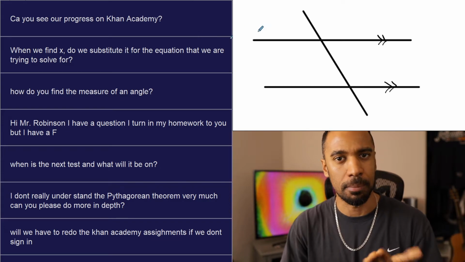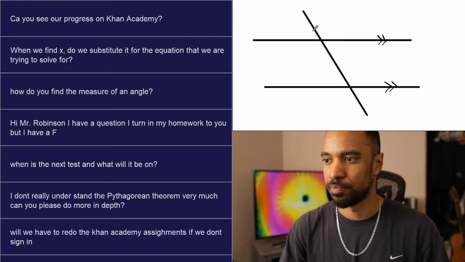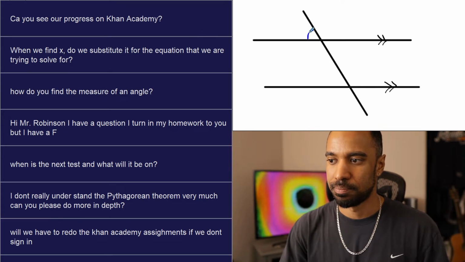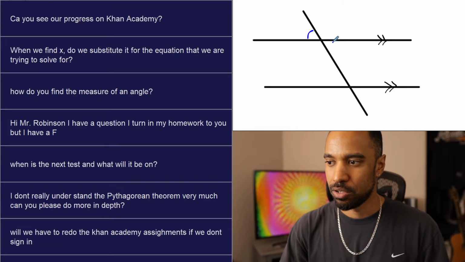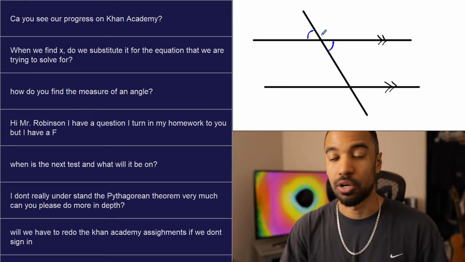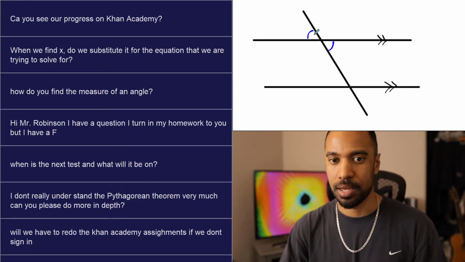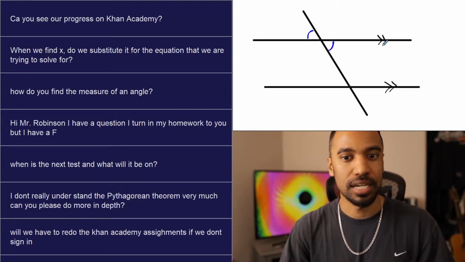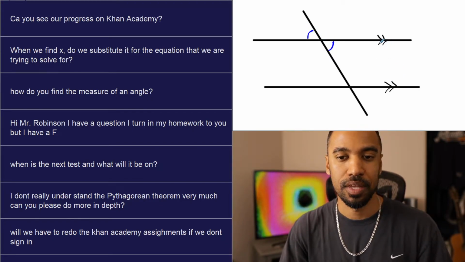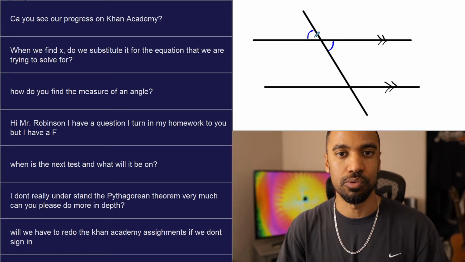I'm going to try and color code them and mark them as such. If I have this angle right here, this angle is also equal to it. I shouldn't say the word congruent yet. They're equal measures because they're vertical angles. That has nothing to do with these lines being parallel, by the way. These are just vertical angles, as you just saw.